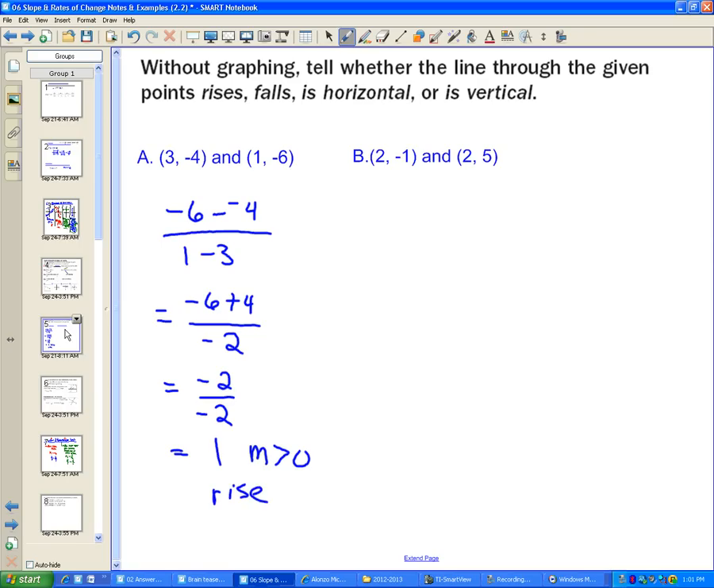Letter B, I want you to see if you can figure this out and see if you agree. I will have the answer to letter B in class, and we can check it then. Let's go on to a different topic. I'll tell you what, letter B, I'm going to tell you that I got this to be a vertical line. See if you can figure out why. Pause now and work on letter B.